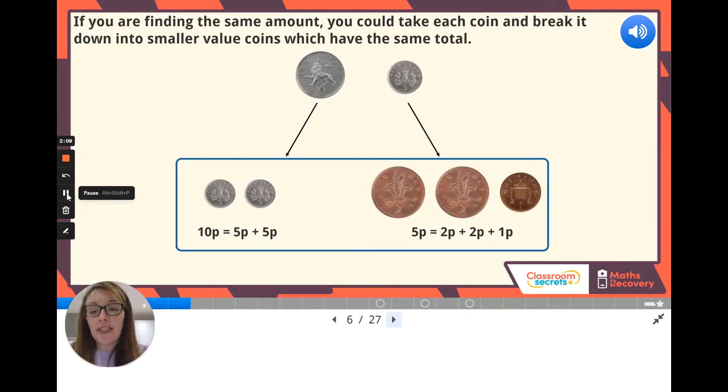So if you are finding the same amount, you can take each coin and break it down into smaller value coins, which have the same total. So for example, if I have 10p, I could make that in a different way by breaking it down into 5p and 5p. So I can see there I've got two 5p coins making the same total but in a different way. And the same with the 5p coin, I could break that down into 2p and 2p and 1p. Again, it's the same total, it's still 5p, but it's just using different coins.